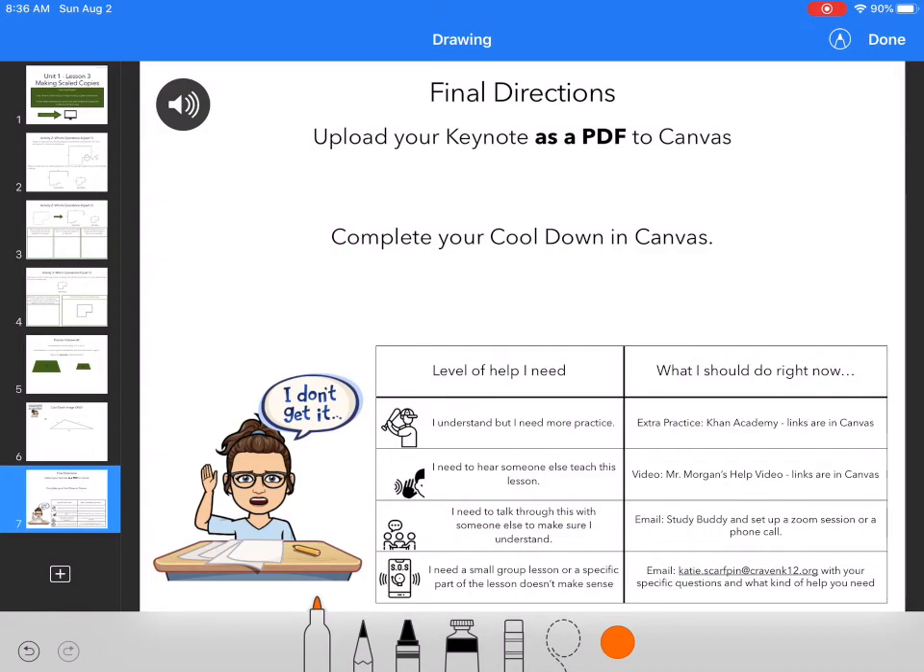I need a small group lesson because I'm really not understanding. We're on lesson 3 and I'm really feeling kind of lost with this whole thing. I definitely need to get in and see Miss Scarfpin and have a conversation. So you're going to email me with your specific question so I can set up a small group, or I can set up one-on-one time with you. That way I can kind of group my kids together that need help.